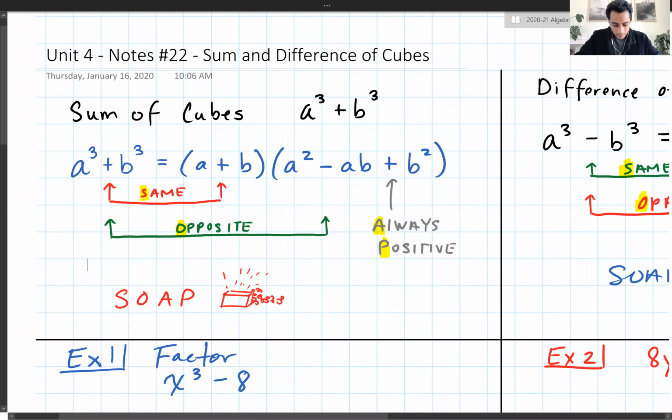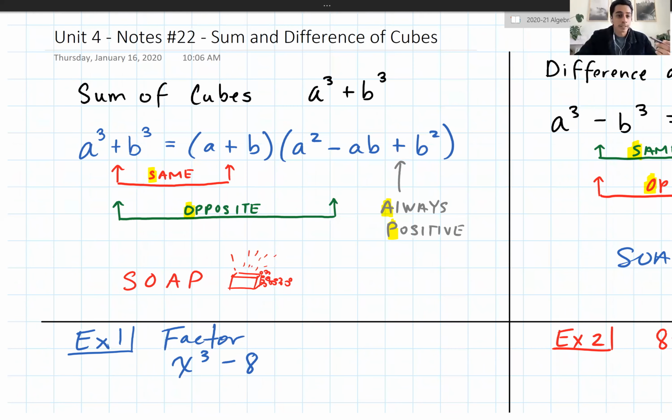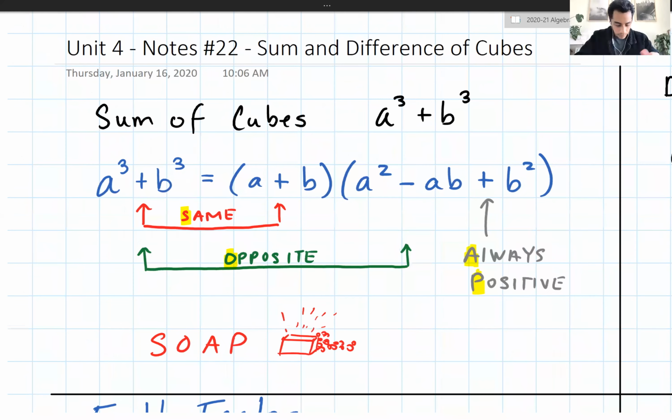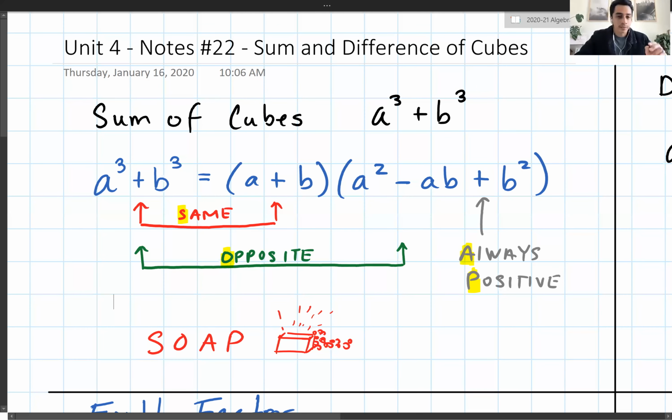Unlike difference of squares, where only the difference of squares was factorable, with cubes, the sum and the difference of cubes are both factorable. So if I'm adding the cubes together, I can factor it. If I'm subtracting the cubes, I can also factor that. But they take on different forms. So this is the form. The sum and difference of cubes is basically a formula.